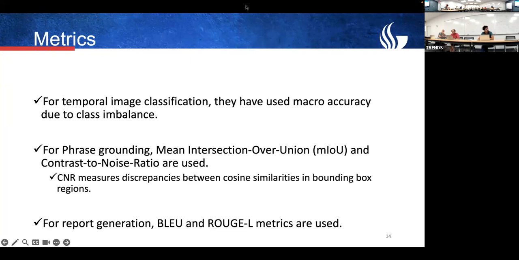So for temporal image classification, they have used macro accuracy because the data set is kind of imbalanced. So I think macro accuracy is a good idea to take care of that. And then for phase grounding, they have used two measures, mean intersection over union and contrast to noise ratio. So this CNR measures discrepancies between the similarities in bounding box regions. And then the last task was report generation. For it, they have used these two metrics, do and rho.